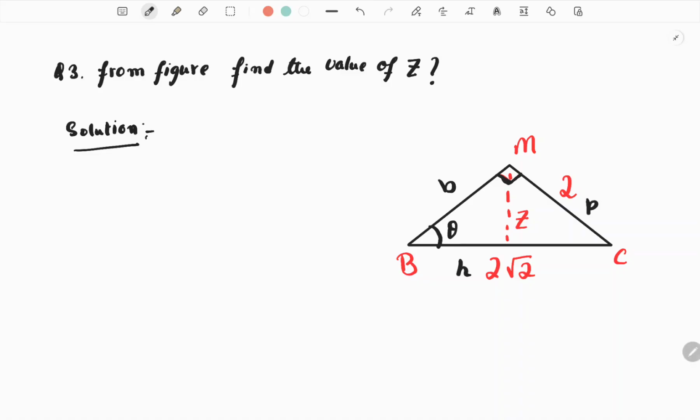So this one can be obtained by using the formula H square is equal P square plus B square. So here the value of H is 2 root 2, so we have to square. The value of P is 2, so we'll put 2 square, and the value of B will remain as B itself, so it will become B square.